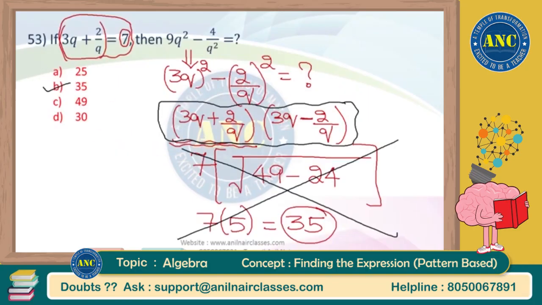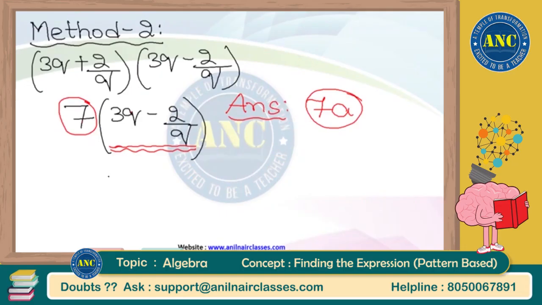If you observe, the first option is 25. 25 is not a multiple of 7, so you can directly rule it out. The fourth option is 30. 30 is not a multiple of 7, ruled out. The answer should be either 35 or 49. Now think a little logically, sir. The first number we got from the question is 7.